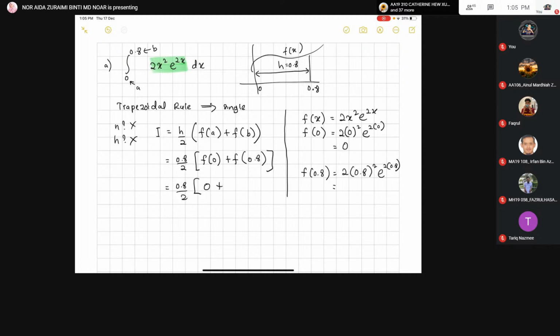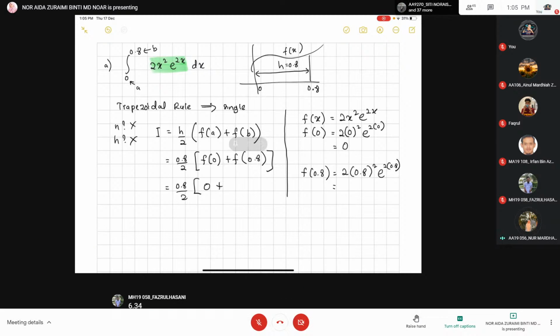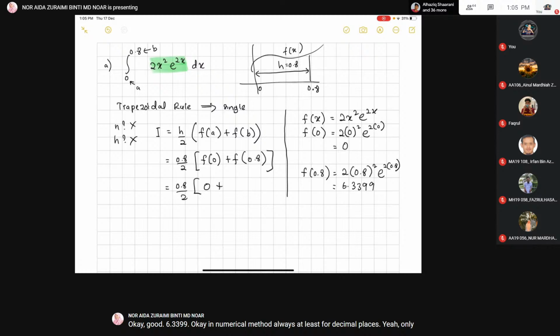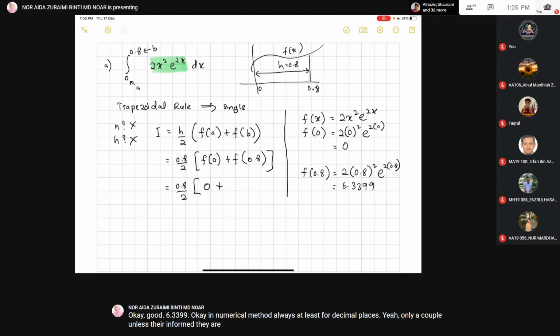Substitute 0.8 into the function. You will get 6.3399, to 4 decimal places. Good. In numerical method, always use at least 4 decimal places, unless the question mentions how many decimal places, then you can follow that. Sometimes 6, but usually we will do 4.